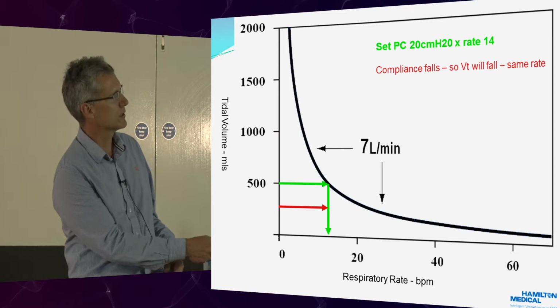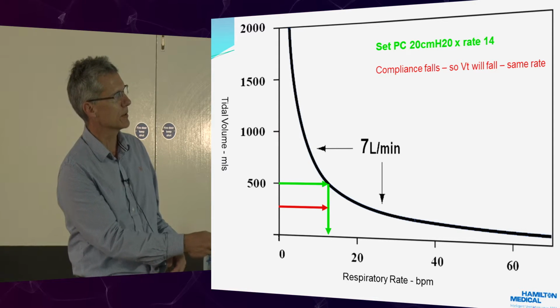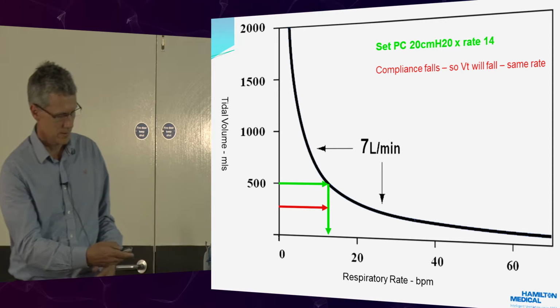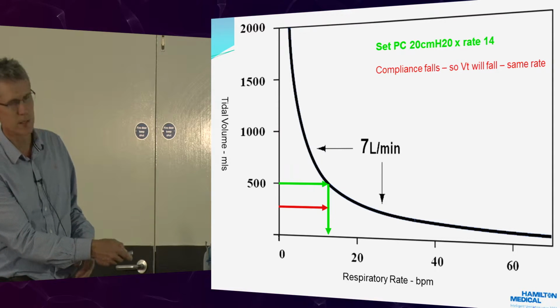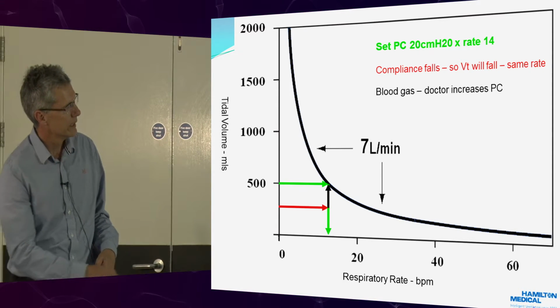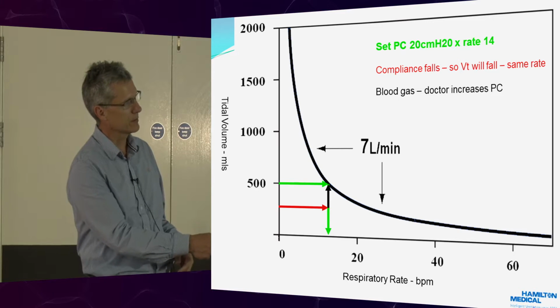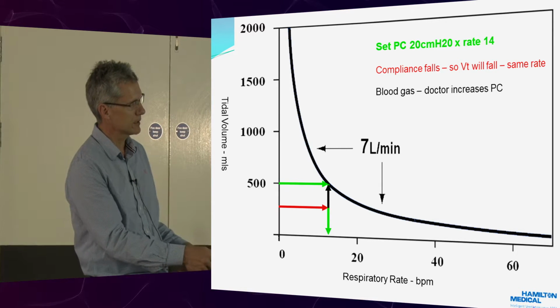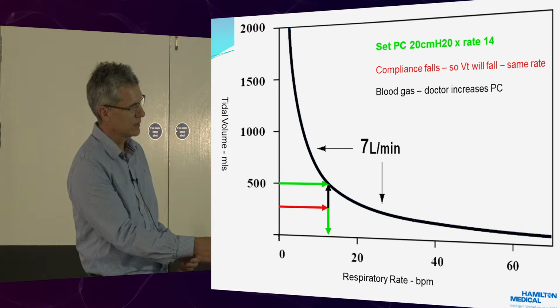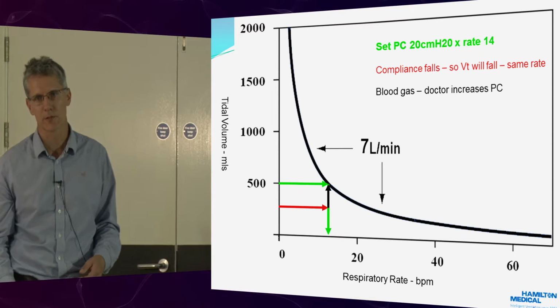Maybe the paralysis wears off or the patient's position changes or something. The compliance falls. What you see is the tidal volume goes down. Then what happens? Blood gas is done. The doctor or the nurse sees it and increases the pressure control back up to here. So you get your 500 ml tidal volume.